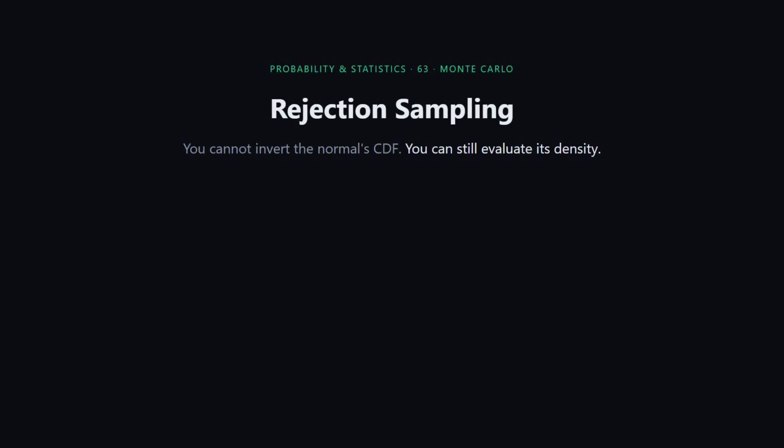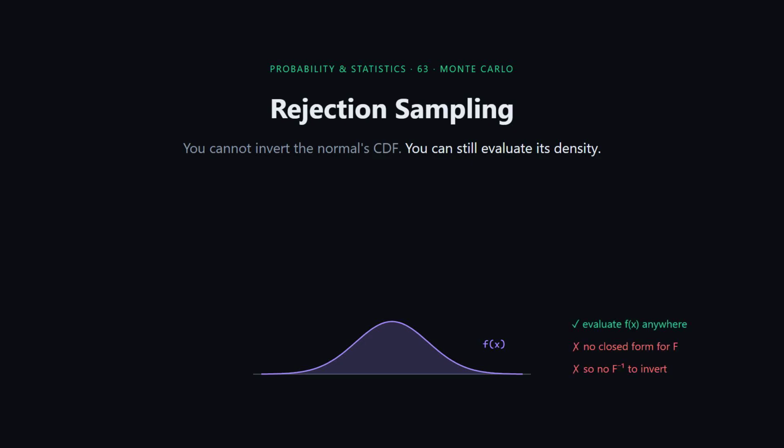Last lesson ended at a wall. The inverse transform needs F inverse, and the normal distribution does not have one. Its CDF is an integral with no closed form at all. So inversion is simply unavailable. But look at what we can still do. We can evaluate the density itself at any point we like, cheaply. That turns out to be enough, provided you stop trying to invert anything and start throwing darts.